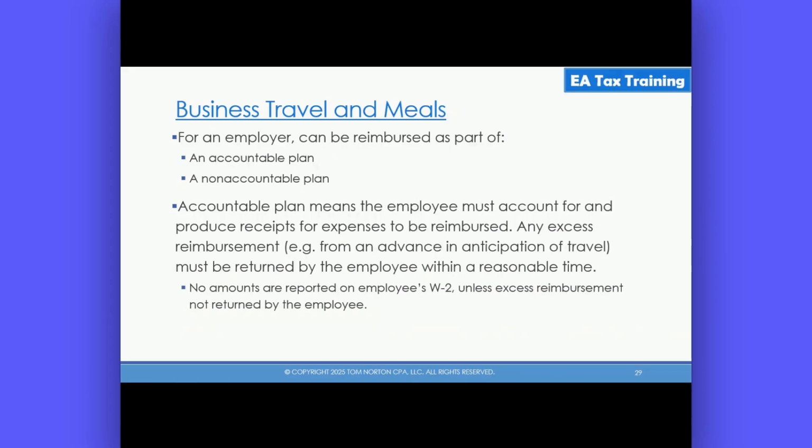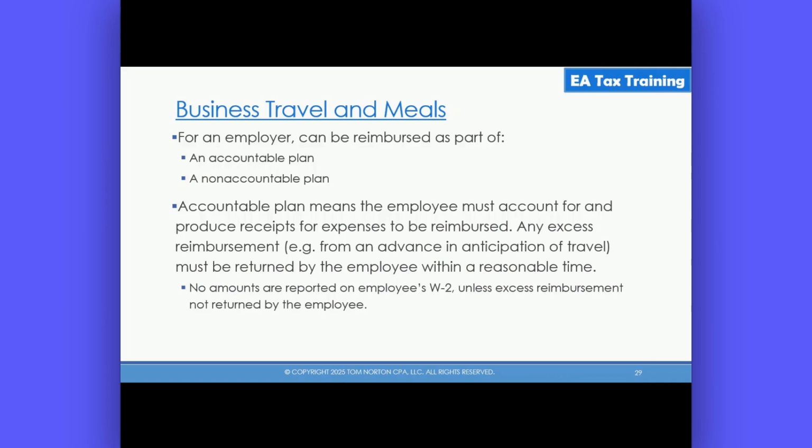So an accountable plan means the employee has to account for and produce receipts for expenses in order to be reimbursed. Any excess reimbursement that they may get must be returned by the employee within a reasonable amount of time. So some businesses will say, okay, you're going on a business trip. We know you're going to have some expenses, and they will actually advance you some money to help pay for those expenses. So you don't have to wait and incur the charge and then get reimbursed. Well, if they advance you more than you ended up spending, or they advance you the money and the trip gets canceled or something, then you have to pay that money back. I think that makes sense.